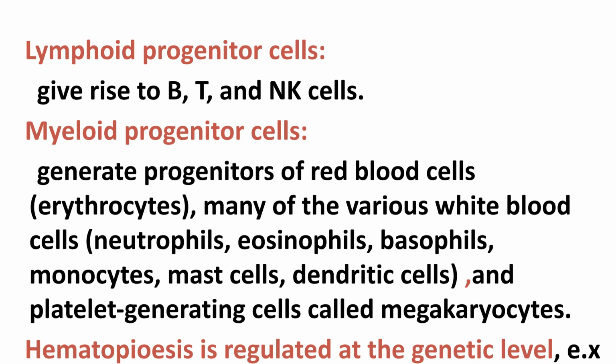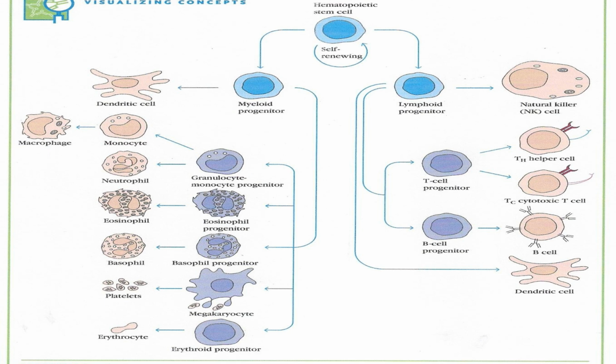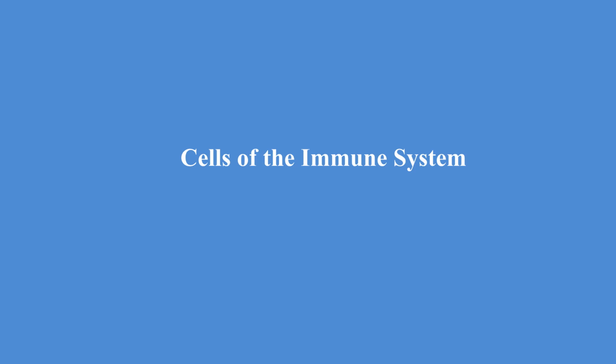Progenitor cells are committed to a specific cell lineage and lose the capacity for self-renewal. Lymphoid progenitor cells give rise to B, T, and natural killer cells. Myeloid progenitor cells generate progenitors for red blood cells, various white blood cells, and megakaryocytes. Hematopoiesis is regulated at the genetic level, with genes like GATA2 being an example of this regulation.